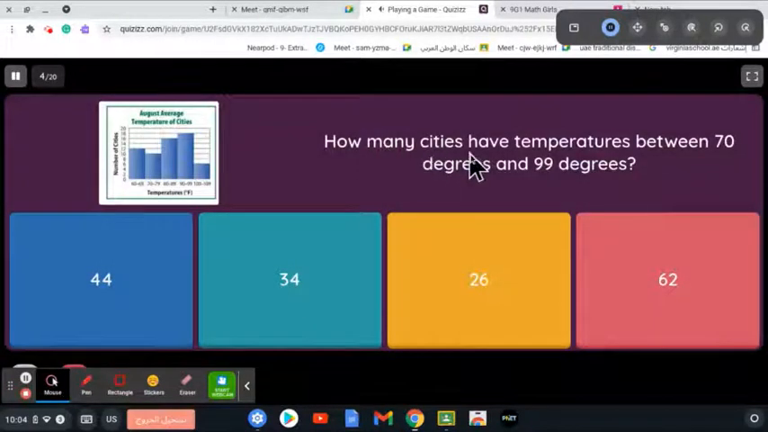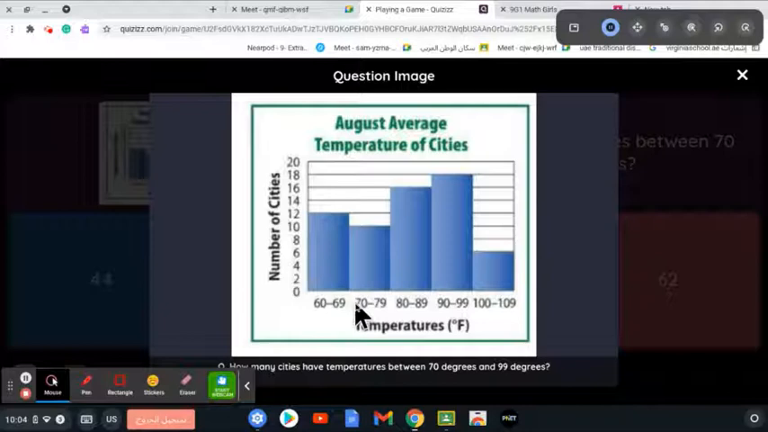How many cities have temperature between 70 degrees and 99? So here's 70 degrees and here's 99. So we say 70 to 79 is number 10. That how many cities is number 10. And 80 to 89 we see 16. So 10 plus 16 is 26. 90 to 99 is 18. 18 plus 26 is 44.